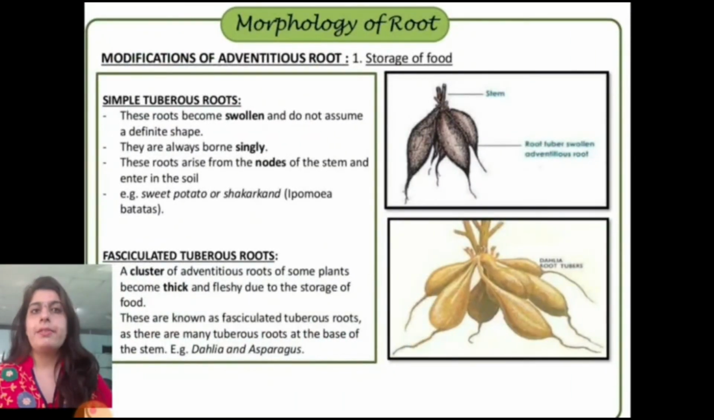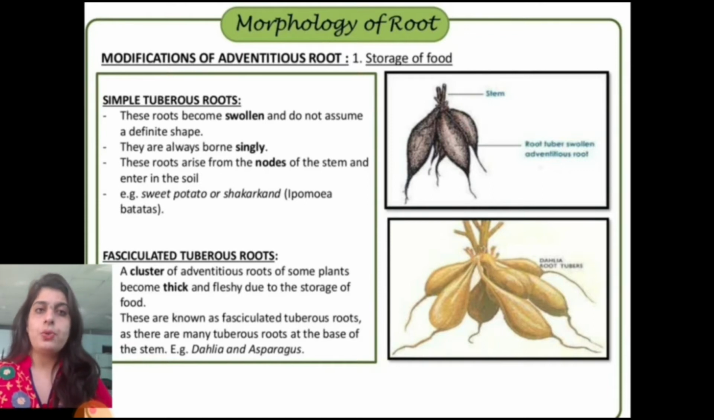The next is our adventitious roots and their modification. The modification is as per the storage of food, which includes tuberous roots and fasciculated roots. Tuberous roots are also swollen kind of roots. They have a definite shape and they grow singly. And these roots arise from the nodes of the stem. The example of such roots is sweet potato or shakarkandi. You can see the picture of this root in the slide.